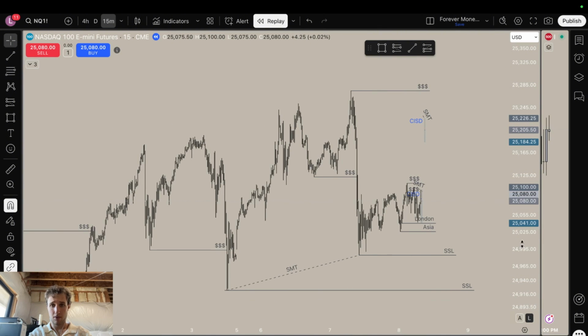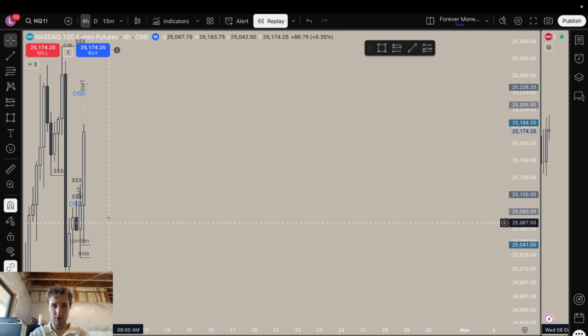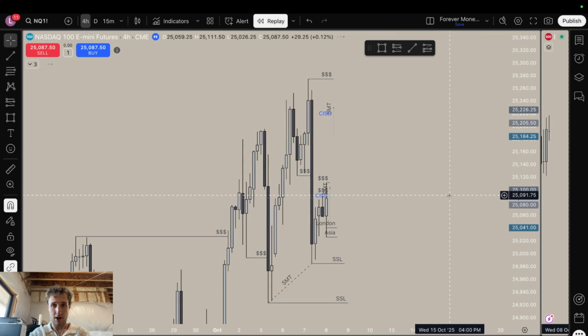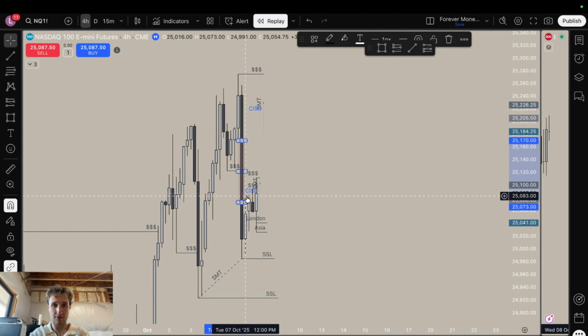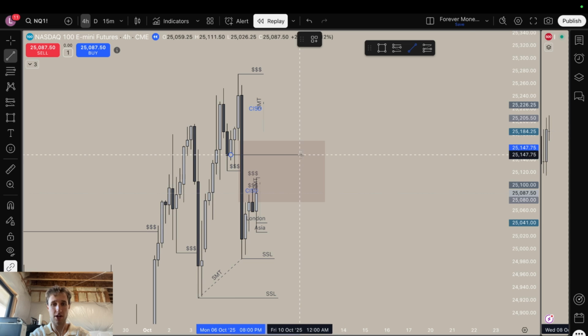So if we go to the higher time frame here, let's get this bar out of the way. Coming into market open, we had this giant 4-hour bearish fair value gap that we ended up putting in during the overnight session, or yesterday, sorry. And we had a 4-hour change in state to the downside.